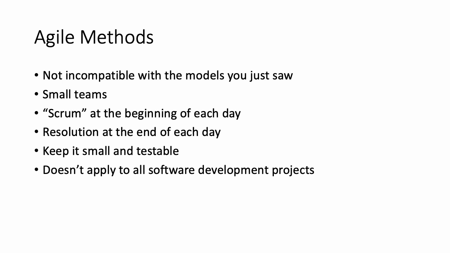I wanted to say a little something about agile methods before we move on. First of all, it's not incompatible with the models that you just saw. So you can do a V model or a spiral model and still follow an agile development process. But the gist of agile methods, just in a nutshell, is very small teams. You don't have a manager that has a whole bunch of programmers underneath them. You break up into teams of 2 or maybe 3 people. Very often it's 2. So you get 2 pairs of eyes on every line of code.